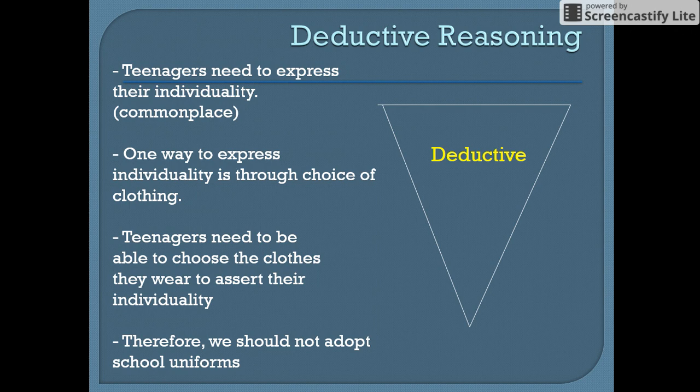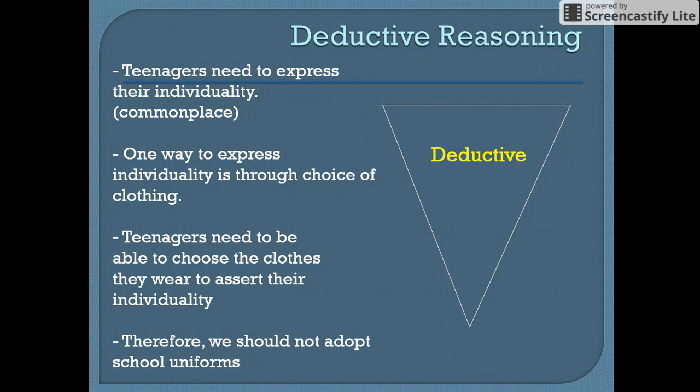So, in deductive reasoning, we start with the commonplace. Teenagers need to express their individuality. That's a general belief. We work our way towards a final point by narrowing it just a little bit. Okay, so they need to express their individuality. One way to express individuality is through choice of clothing. Okay, teenagers need to be able to choose the clothes that they wear in order to assert that individuality. So therefore, final conclusion, very narrow, we should not adopt school uniforms.